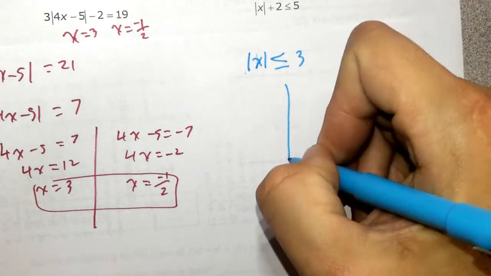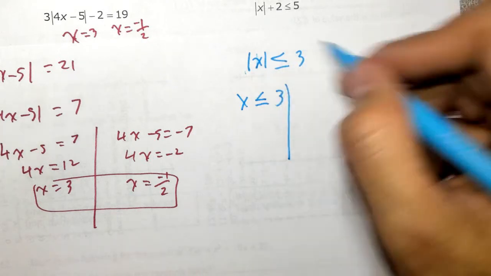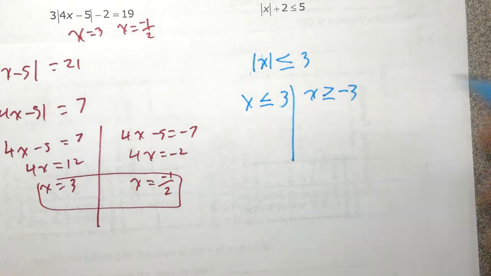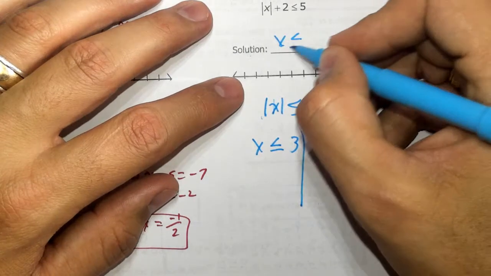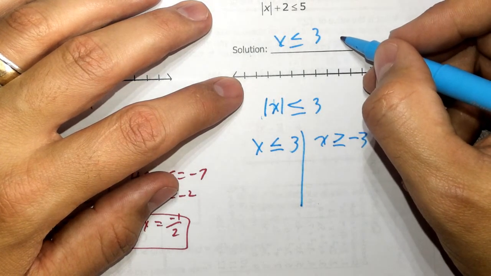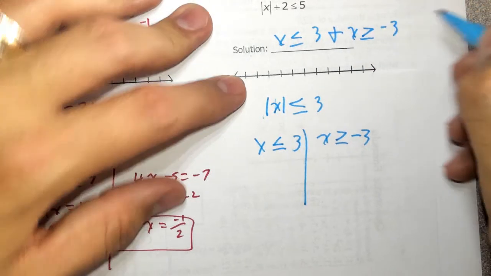So when we split this, x is going to be less than or equal to 3, and then we have to flip the sign: x is greater than or equal to negative 3. So x is less than or equal to 3, and x is greater than or equal to negative 3.